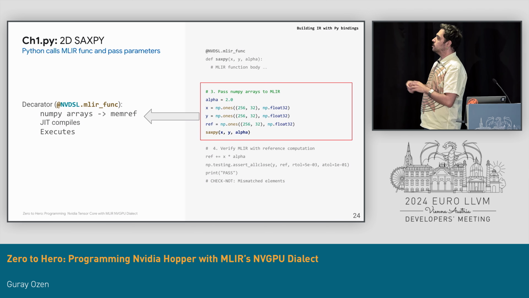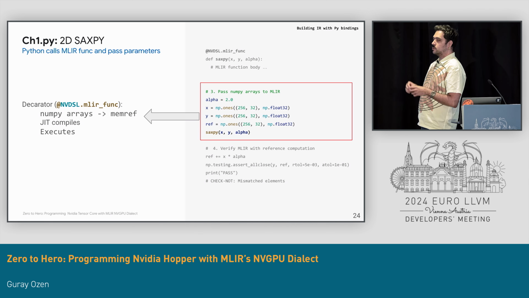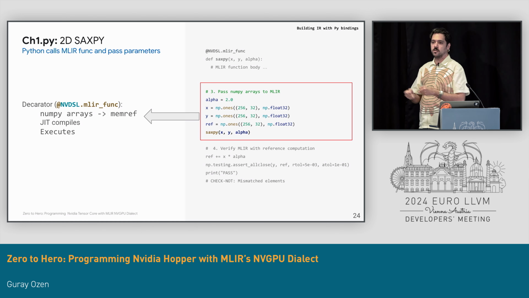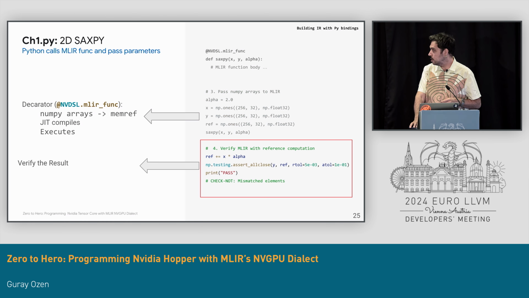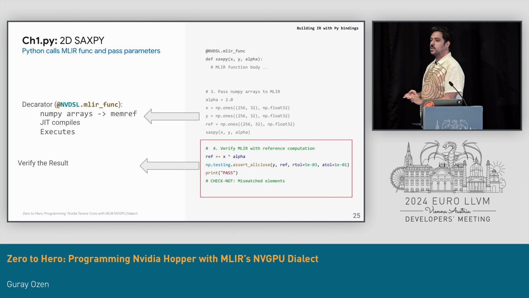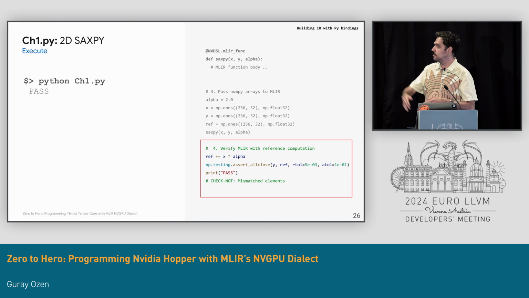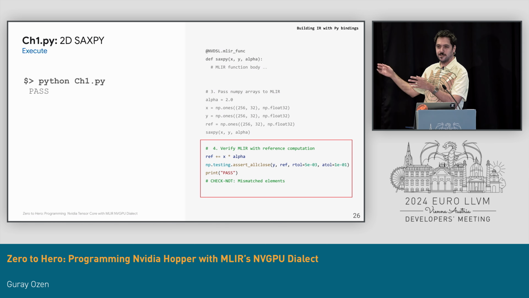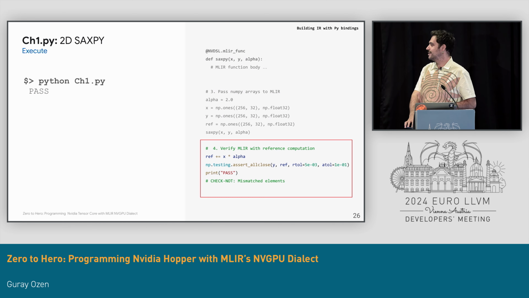Let's run it. I am using the numpy arrays, and I call this function. Thanks to my decorator, it translates everything to memref, which is cool. And if you want, you can recalculate the same thing on the host. You can verify it. And then hopefully when you do Python chbound.py, this is going to pass. And it's passing.